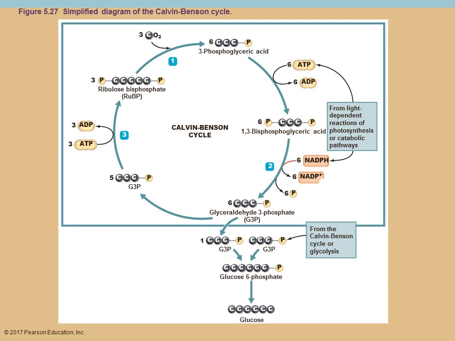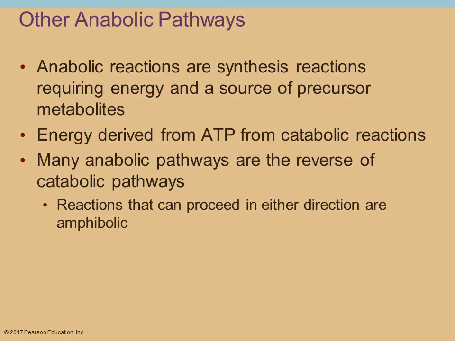Now, notice some of the names of these compounds as you have the Calvin-Benson cycle cycling around. Ultimately, as you go through, you are forming the G3P down to glucose 6-phosphate, and the glucose kind of looks like the reverse of glycolysis, doesn't it?